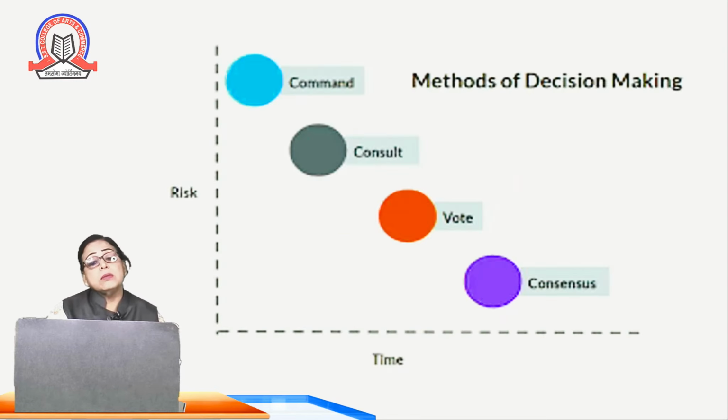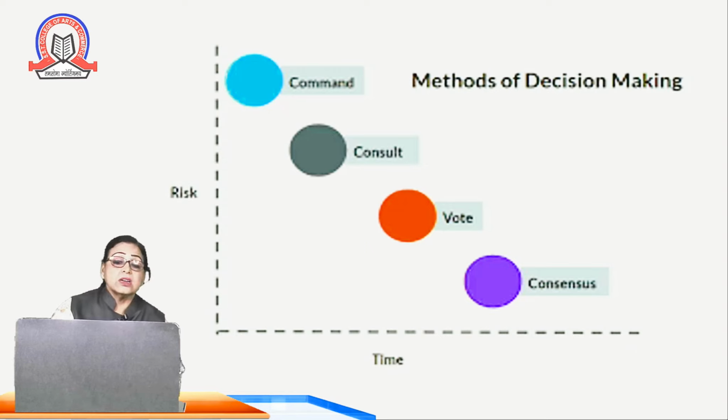Next is methods of decision making. There are two factors which are a part of decision making: the risk being taken and the time being taken for that particular decision. One is to command. We are supposed to keep giving orders and instructions. That is commanding.